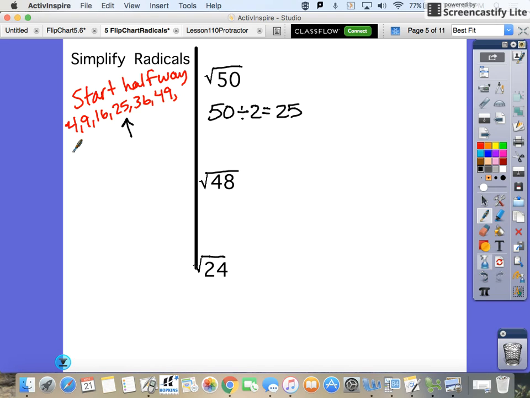A different way to think of it is we at least have to cut 50 into 2 parts, otherwise it's pointless. If we do anything smaller than 2, for example, 50 divided by 1 is 50, this is useless. Start dividing it in half and it gives you a starting point, okay? So 50 divided by 2 is 25. Look at that, 25 is in our list. So we're going to change this into the square root of 25 times 2. Hopefully you agree 25 times 2 is still 50.